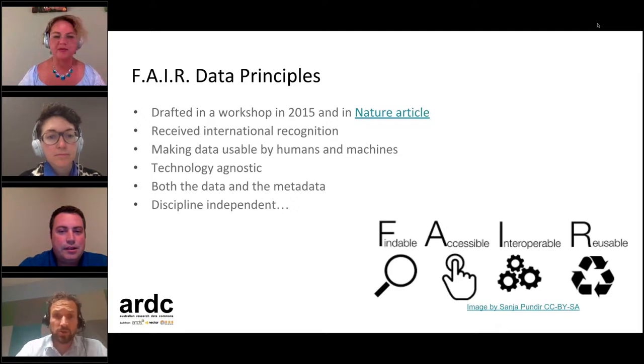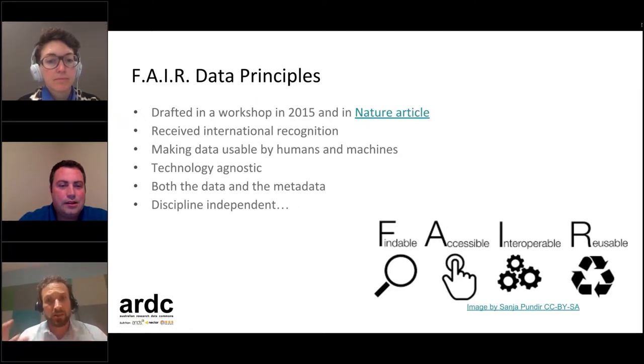The FAIR data principles were drafted in a workshop in Leiden, at the Lorentz Center, in 2015, and subsequently the original authors and a few other people wrote an article in Nature about this, and that received a lot of international recognition and uptake by all sorts of different organizations and funders and policy bodies and journals, all across the board. And I think there's a few factors that contributed to the success of the FAIR data principles.